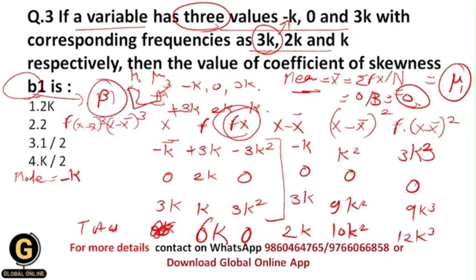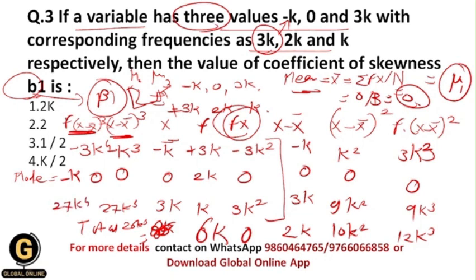Now first of all find out the value of (x minus x bar) cube. So the value will be minus k raised to 3, then 0, then 27k cube, and then their total will be 26k cube. And at the last, find the value of f into (x minus x bar) cube. So over here the values will be minus 3k raised to 4, then 0 will be as it is 0, then 27k raised to 4, and their total will be 24k raised to 4.